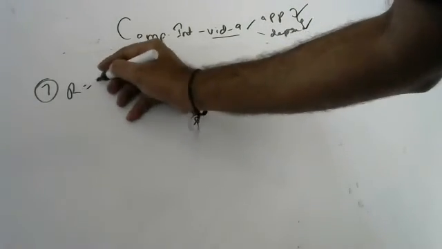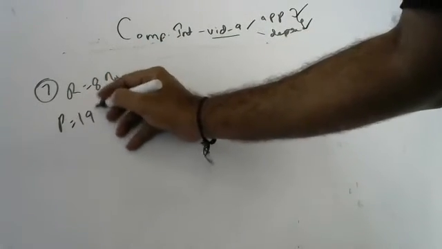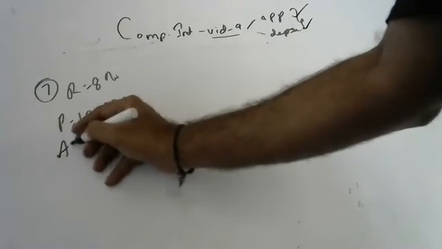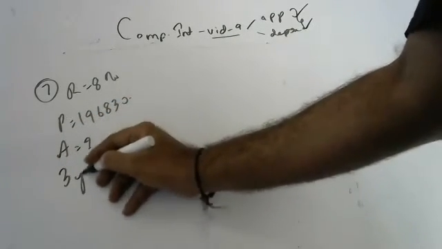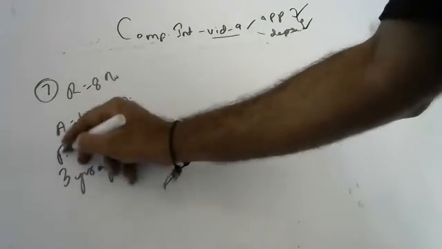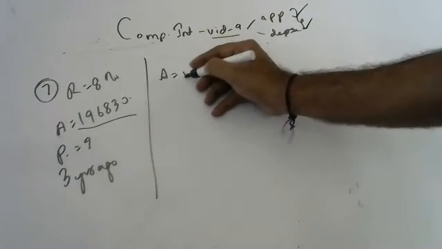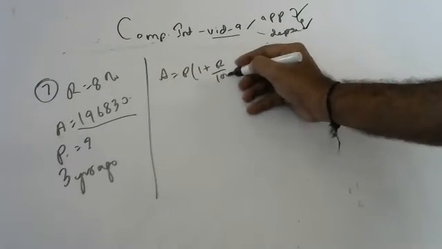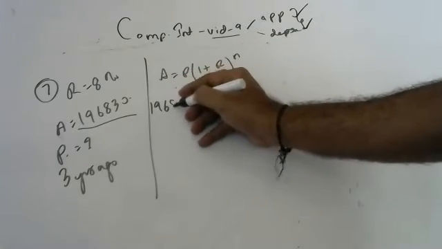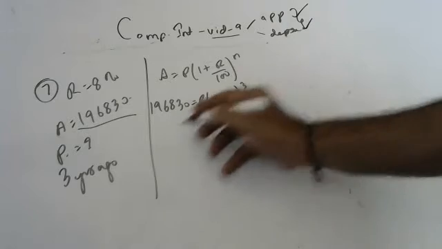The annual rate of growth in the population of a certain city is 8%. If the present population is 196,830, what will it be 3 years ago? So this is the amount, and 3 years ago means principal. Amount is equal to P into 1 plus R by 100. 196,830 is equal to P into 1 plus 8 by 100 whole cube.